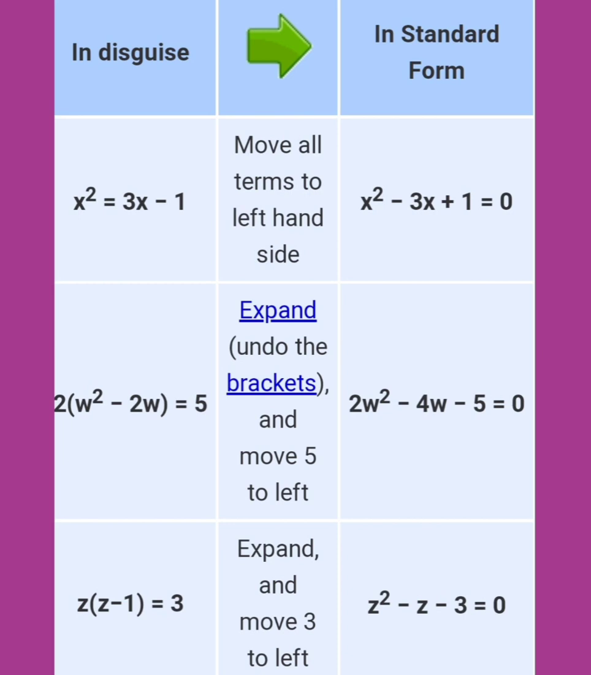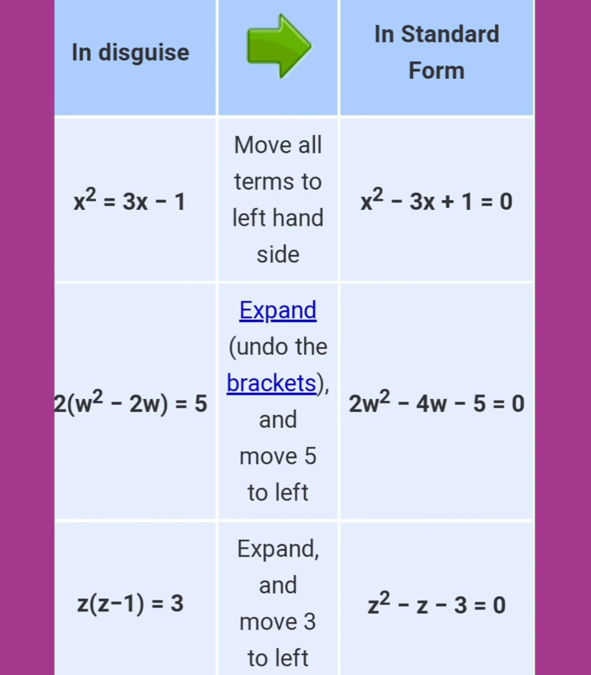Then another equation, it is in a factorized form, z into z minus 1 is equal to 3. In this case you multiply, you get z square minus z is equal to 3. Take that 3 to the left hand side so that it becomes minus 3. So the quadratic equation becomes z square minus z minus 3 is equal to 0, where a is equal to 1, b is equal to minus 1 and c is equal to minus 3.